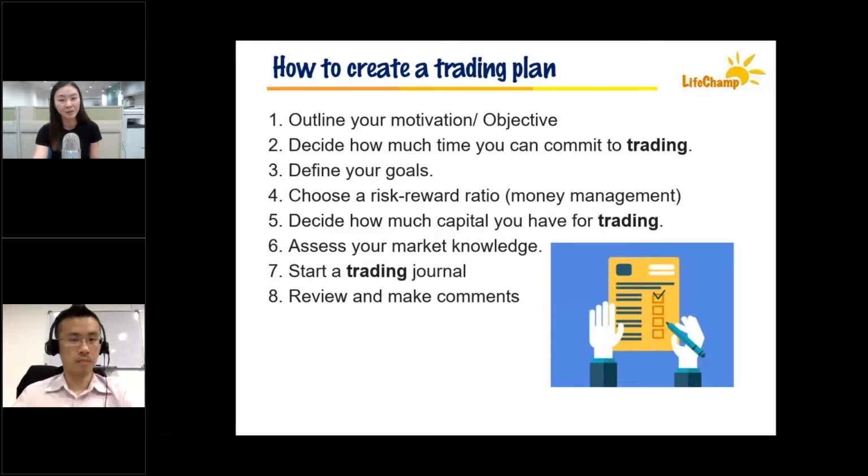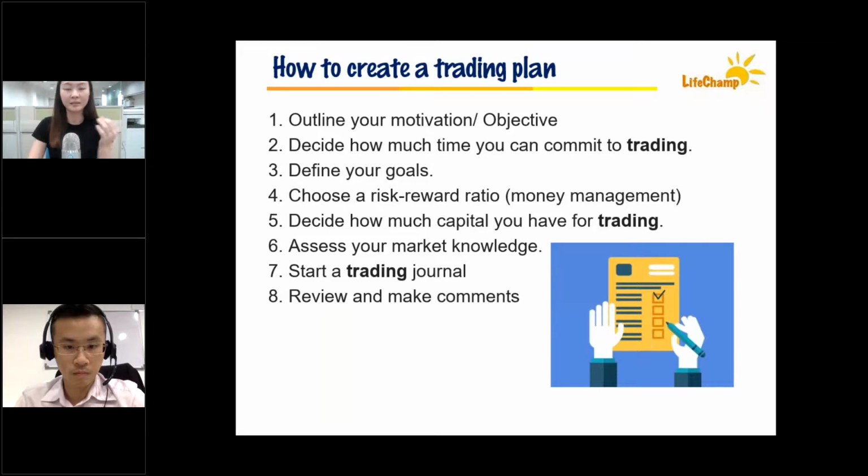And then 6, assess your market knowledge. Of course, for this one you have to put in some effort, go for classes, read some books, and then do more trading or paper trading to improve. And 7, start a trading journal. You have to write down your positions, and why you take losses, why you make money. Is it because of luck or strategies? Always review them and make comments. See whether you improve from last time or not. See whether your losses are continuing consistently or reducing. You have to constantly review your journal so that you can improve. So this is basically how to do a trading plan.